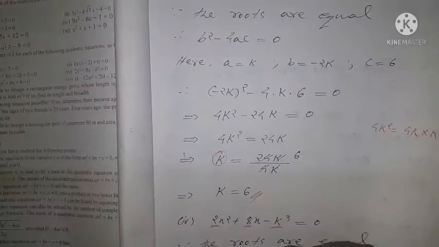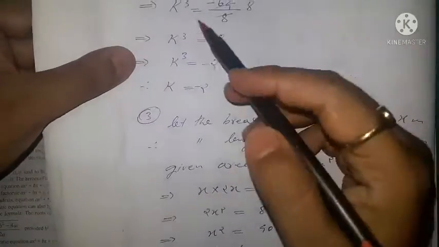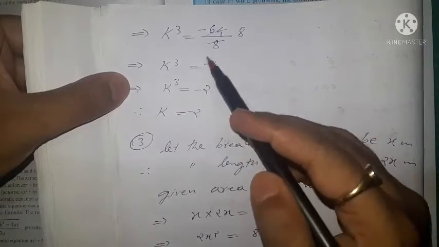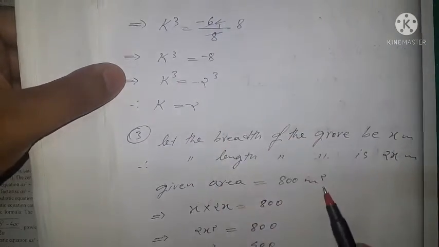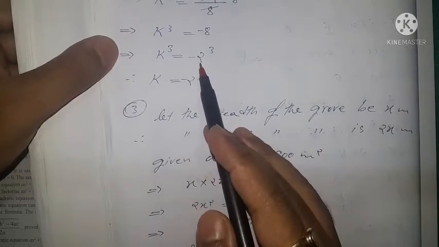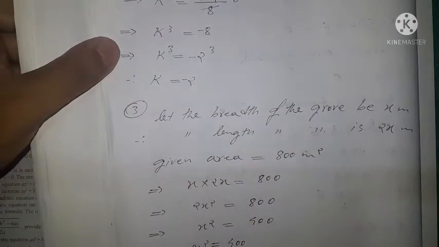If 8k cube is equal to minus 64, that means k cube is minus 64 by 8, so k cube is equal to minus 8. That means k cube is equal to minus 2 cube. That means the value of k is minus 2.